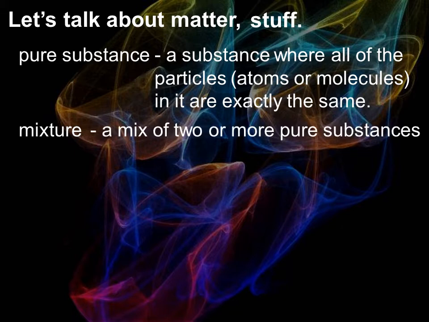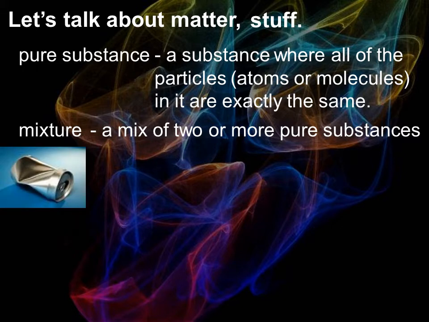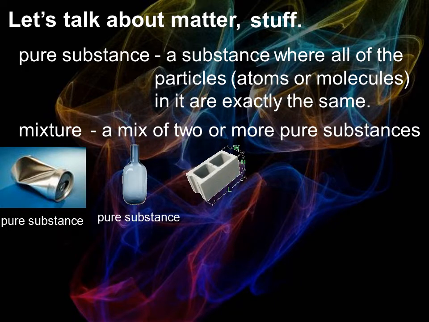A mixture is going to be a mix of two or more pure substances. So there are particles in there that are different from each other. If we went through a couple of quick examples, if we had an aluminum can with no paint on the outside, those are all the same atoms. It would be a pure substance. A glass bottle has different kinds of atoms in there, but the molecules are all the same. Any single little piece of glass out of that bottle is made up of the same stuff as any other little piece of glass. So that is also a pure substance.